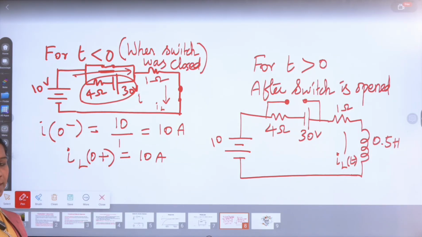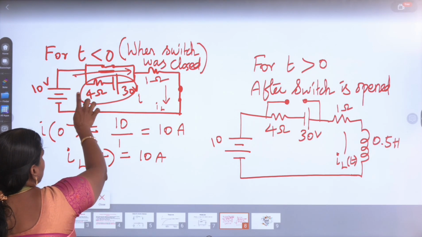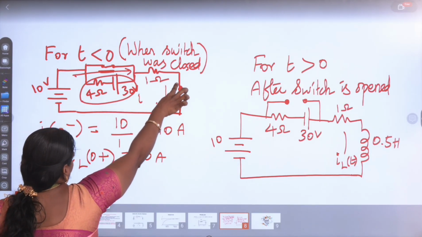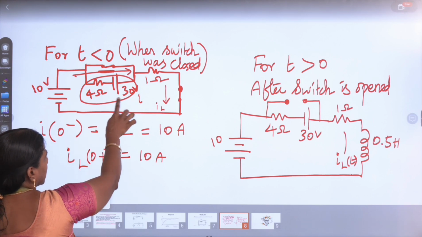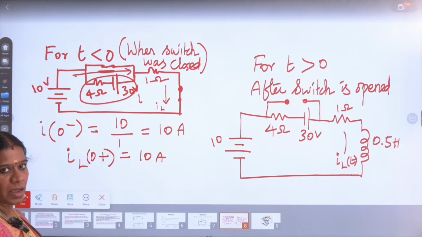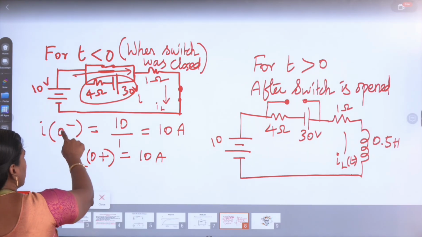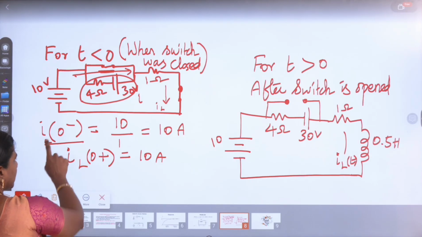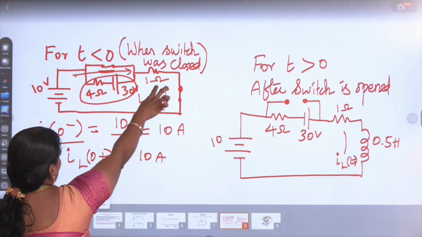We know that the current will always prefer the short circuited path. So the current passing through the circuit will take only the short circuited path, that means this closed path and the 1 ohm resistor, inductor, like that. The current will not flow through this 4 ohm and 30 volt. This is the property of the current, which will take the least resistance path. So you can say IL of 0 minus, that is when the time is lesser than 0, that value will be only this 10 volts divided by the 1 ohm resistor.